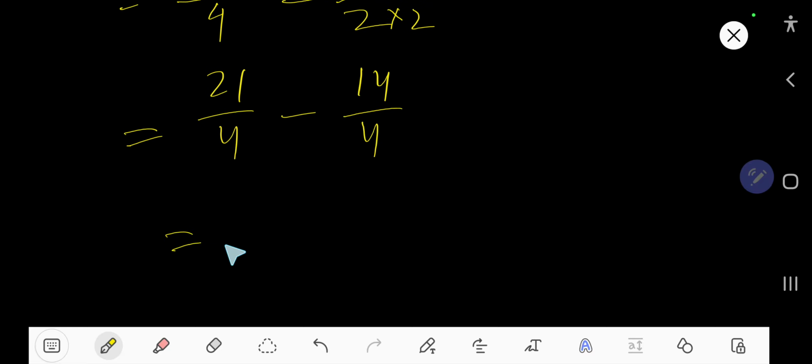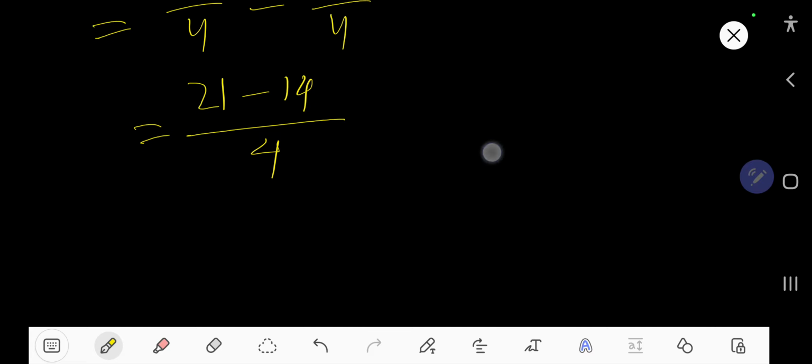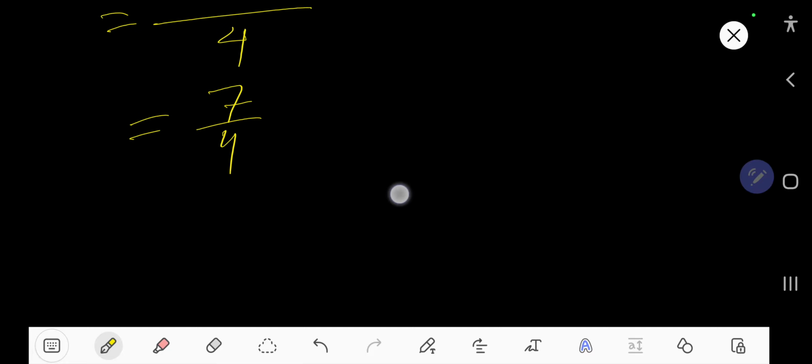So take the similar denominator for the new fraction and then just subtract the numerator of both fractions. Now subtract 21 minus 14, that is 7 over 4. This is an improper fraction because numerator is greater than denominator. So now divide this 7 by 4.